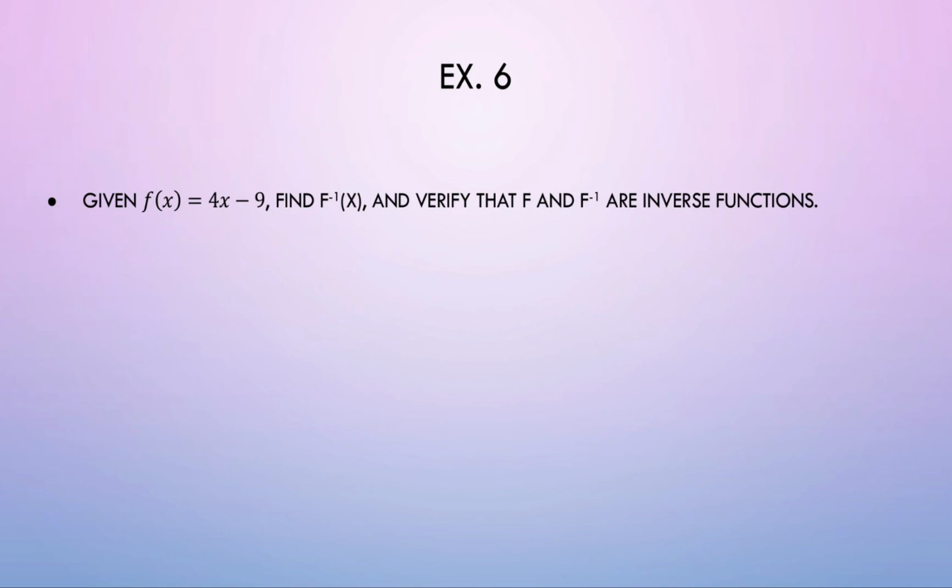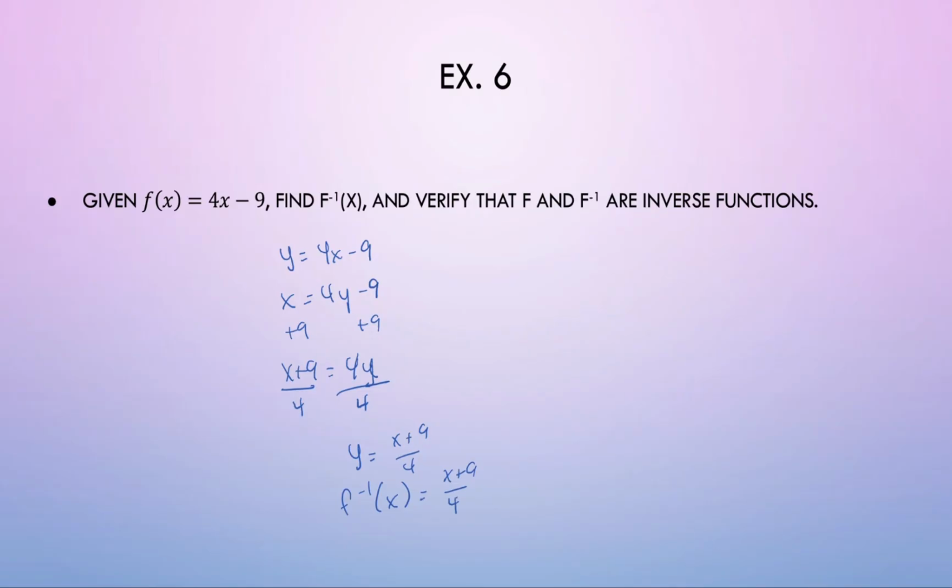Right, so given that f of x equals 4x minus 9, switch the x and the y, and solve. We're going to add 9 to both sides, giving x plus 9 equals 4y. We're going to divide by 4. And so we get that y equals (x plus 9) over 4, which is f inverse.